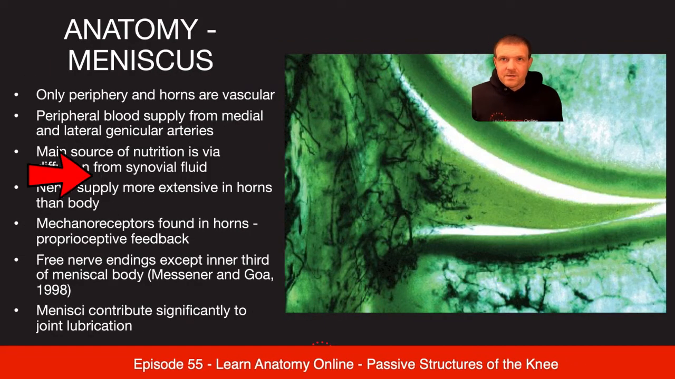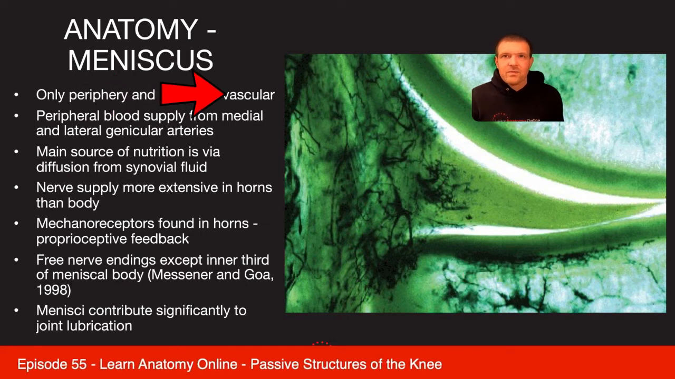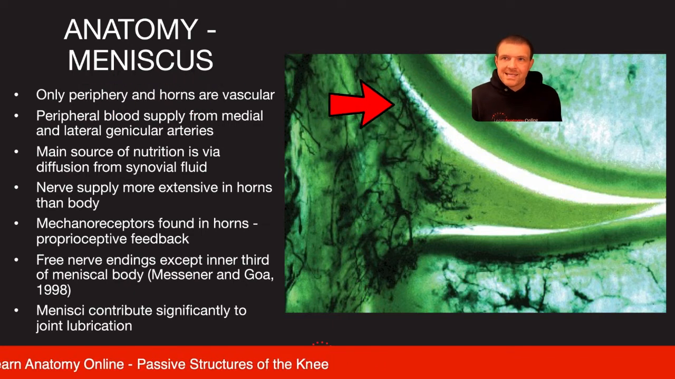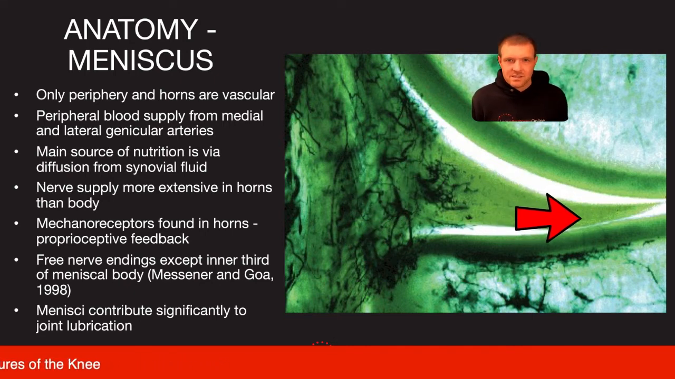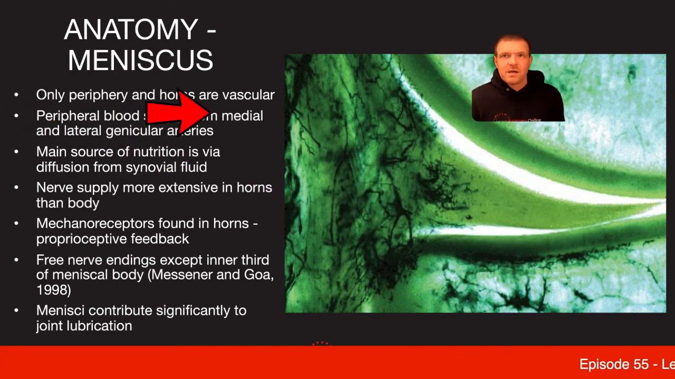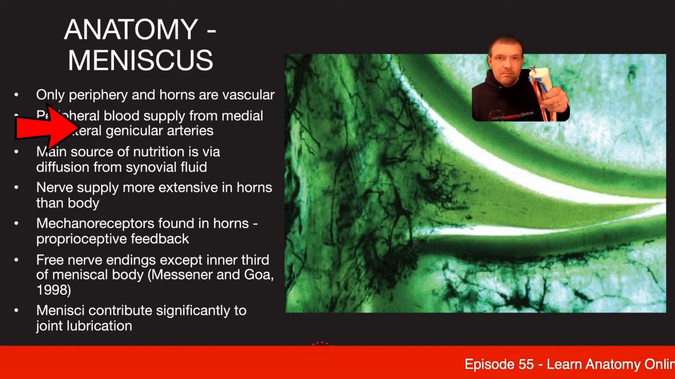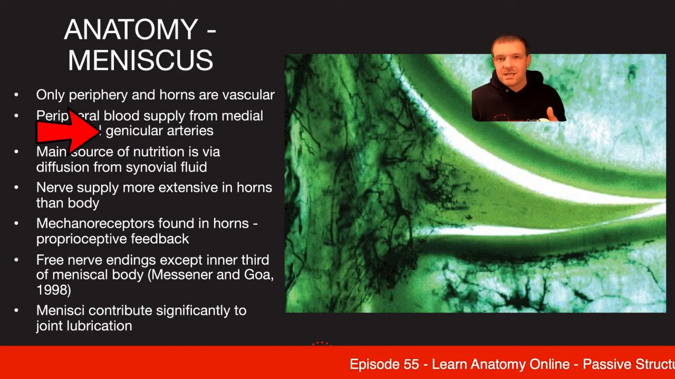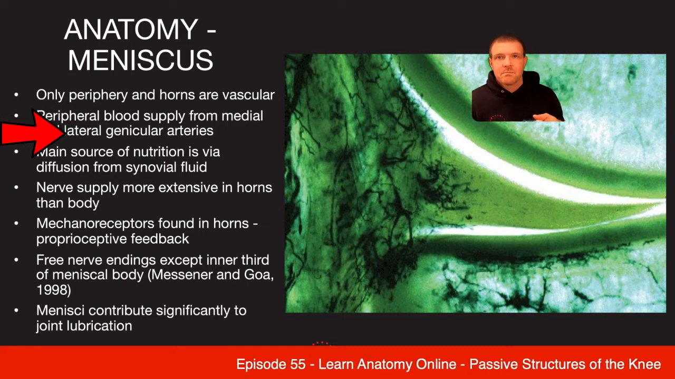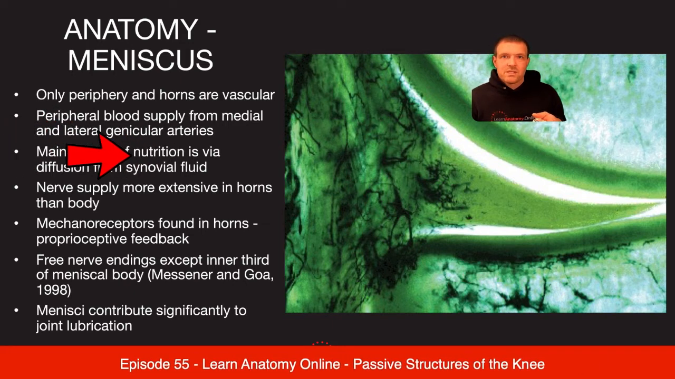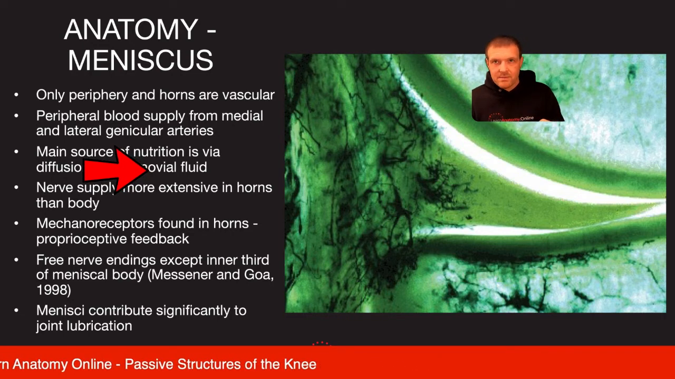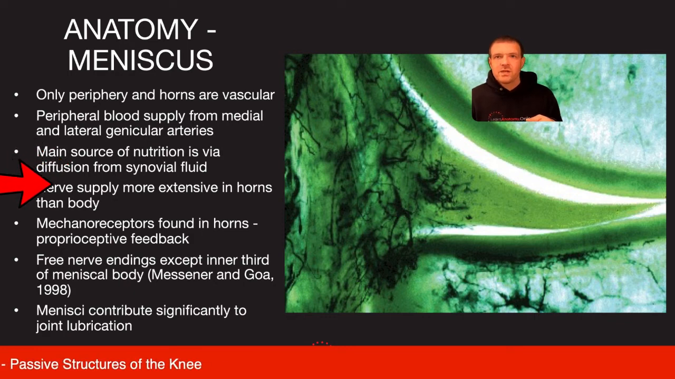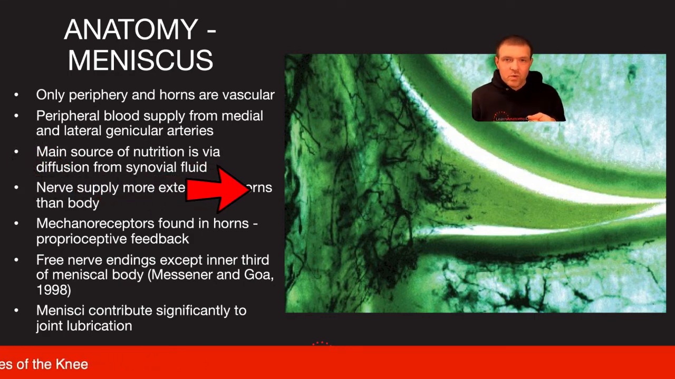Now this is the interesting part. Only the periphery and the horns are vascular. So only the outer part of the meniscus has a blood supply. The inner part doesn't. The peripheral blood supply from the medial and lateral portions is from arteries called the genicular arteries, and we'll have a look at those when we get to the blood vessels. The main source of nutrient is via diffusion from the synovial fluid, so we have to move to keep these meniscus lubricated.